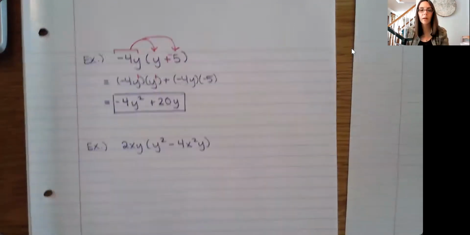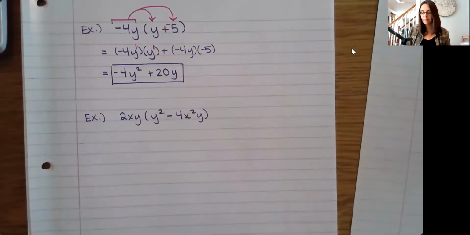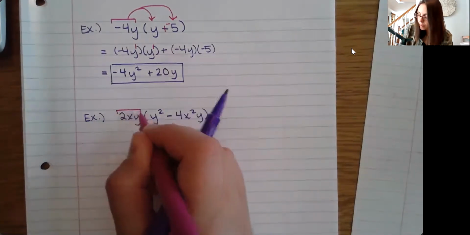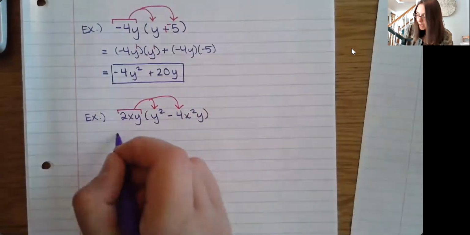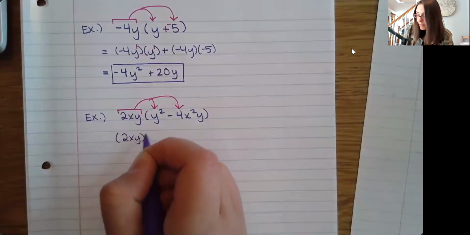All right, I'm going to do one more here. So I'm going to bring in two variables this time, but it's going to be the same process. I'm going to take that outside term and I'm just going to distribute it throughout. And again, if you can do this in your head, then that is totally fine with me.